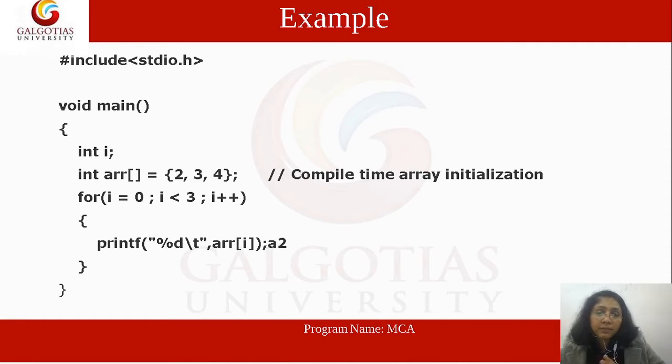Now this is an example where I'm initializing during compilation. Here I'm not giving the size. As I'm not giving the size, based on the number of elements with which you are initializing, it is going to take the size, because I'm taking 3 elements. Therefore the array size will be 3. Here I'm displaying the values.